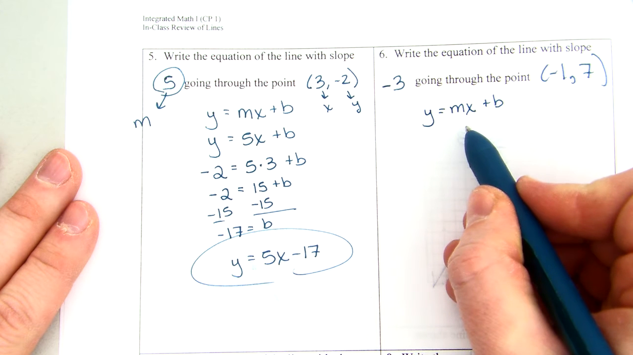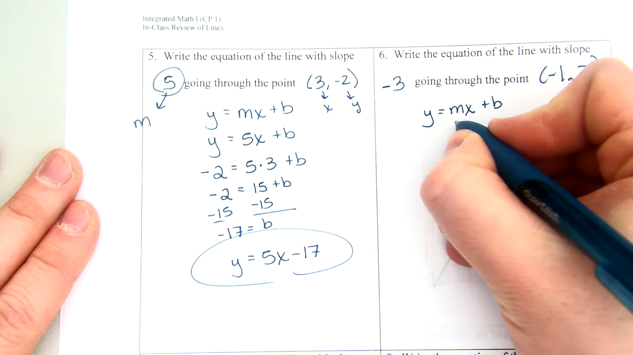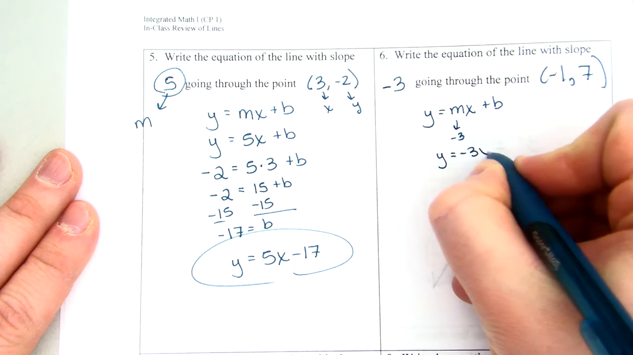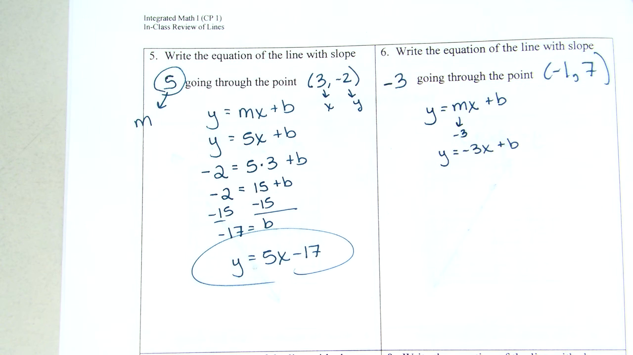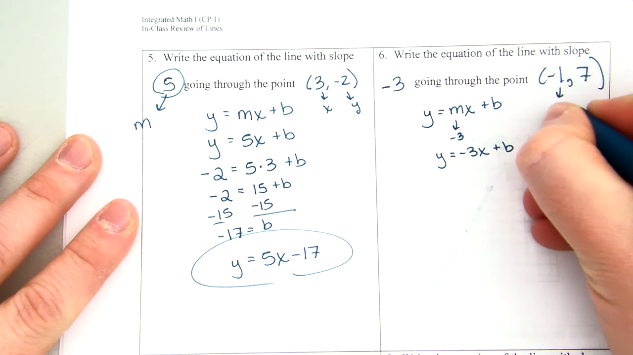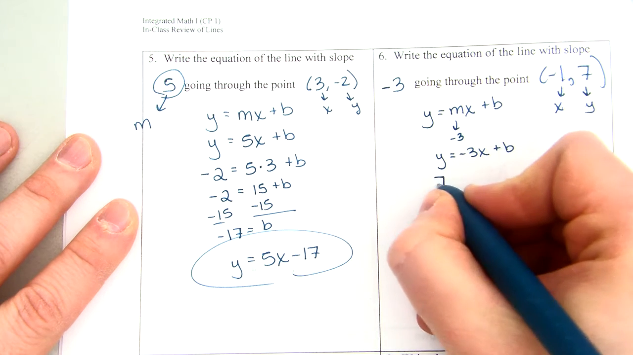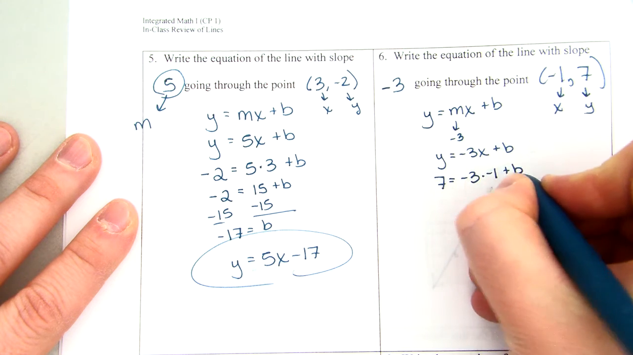Did you say the m was negative 3? Good. And that's all I'm going to do first. I'm just going to say y equals negative 3x plus b. Then we should be plugging in that point. And I'm going to say this is my x. And I'm going to say this is my y. So 7 equals negative 3 times negative 1 plus b.